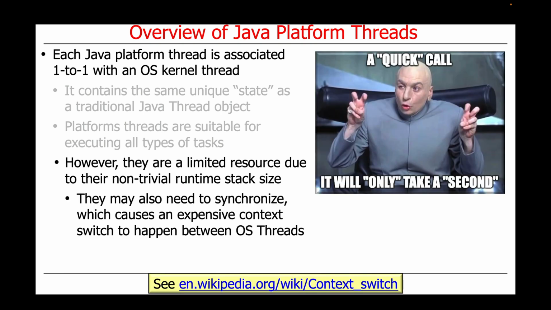Moreover, Java platform threads may need to synchronize whenever they have to coordinate their activities or prevent race conditions. And synchronization may cause an expensive context switch to happen between operating system threads, depending on various factors, such as whether the synchronizer will put the thread to sleep, awaiting the completion of some long-running coordination operation.